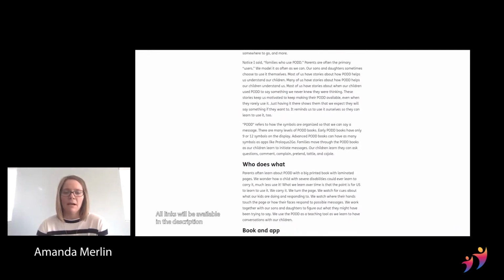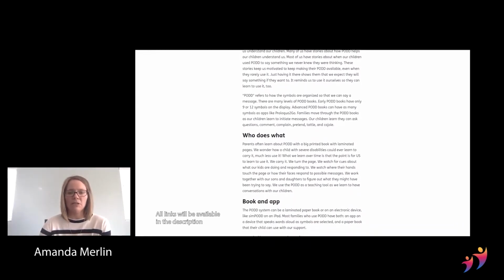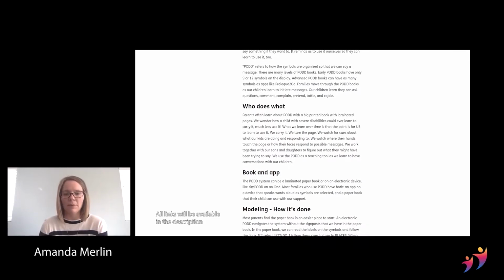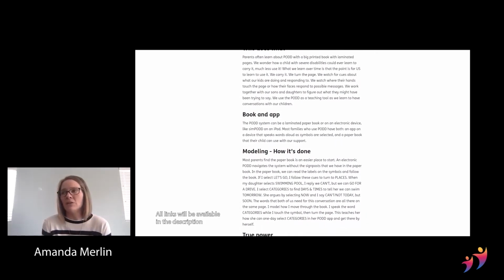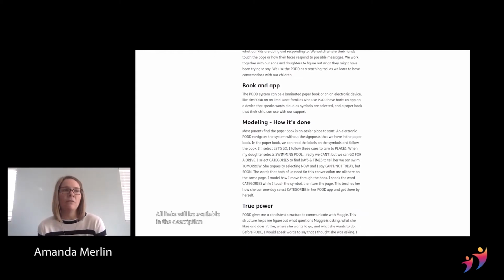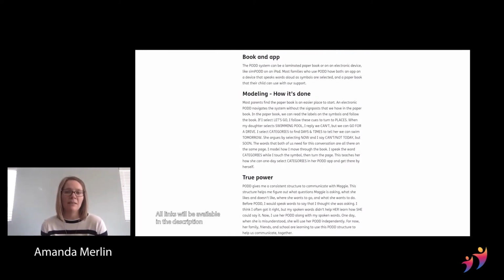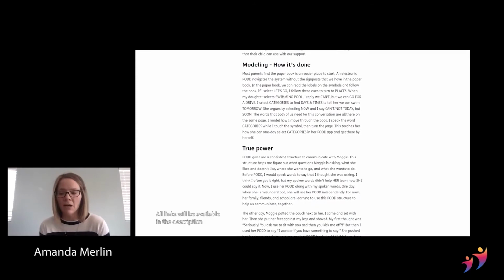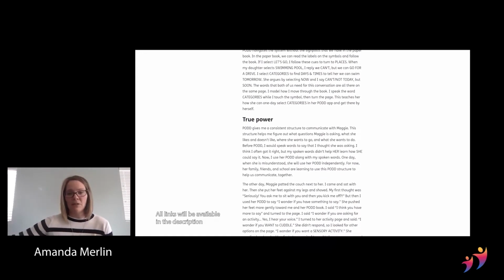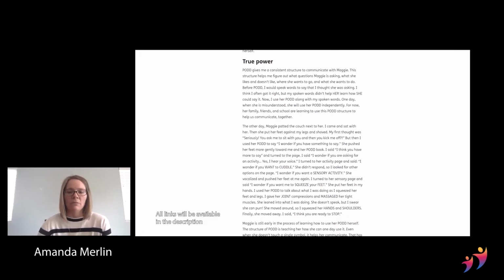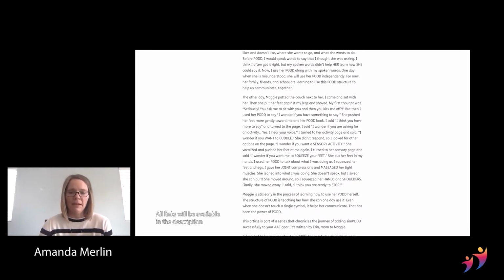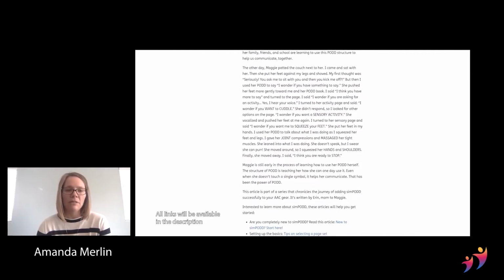I'm looking for some good pictures. This is a great picture of a PODD book. A lot of beginning and emergent communicators do well with PODD. So if your speech language pathologist determines that this is a good linguistic system for your kiddo, then PODD is a great way to go to support beginning communication. So PODD is a great beginning or low-tech option.